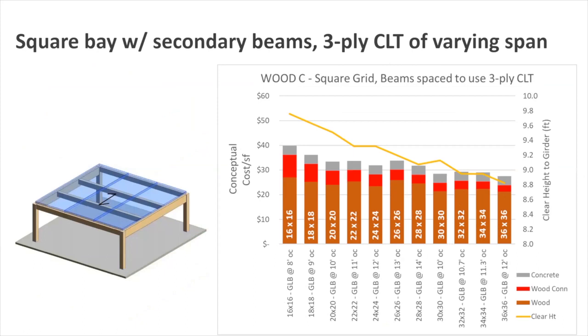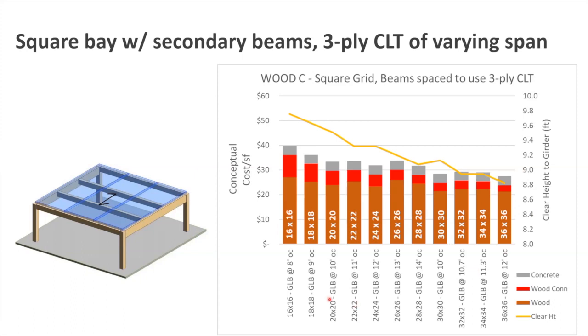So let's look at another study. This one is a square bay. This one has columns, and girders, but also has some filler beams or purlins in between, and the CLT spans between the beams. Now in this system, I started with a 16 by 16 grid and just started pulling the columns apart 2 feet increments, 18 by 18, 20 by 20, and on up to 36 square, right?